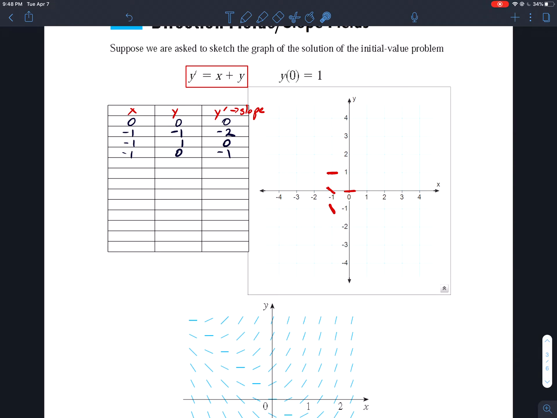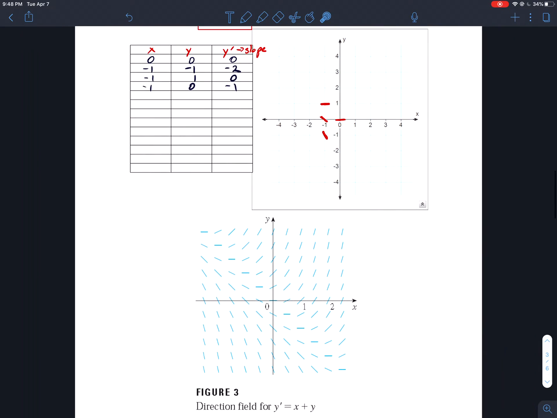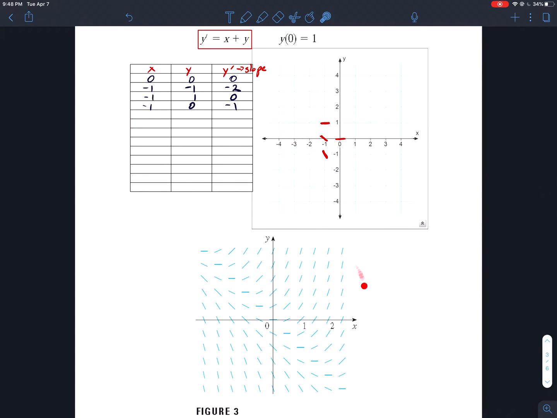And I could continue this until I have an entire table filled. You can see that this is an extremely tedious process, right? Ultimately, when I'm done, I would end up with a graph that is filled out with these little mini slopes and looks like this. All right? Now, you're probably going, holy crap, how many of these things do I have to draw? 1, 2, 3, 4, 5, 6, 7, 8, 9, 10, 11.